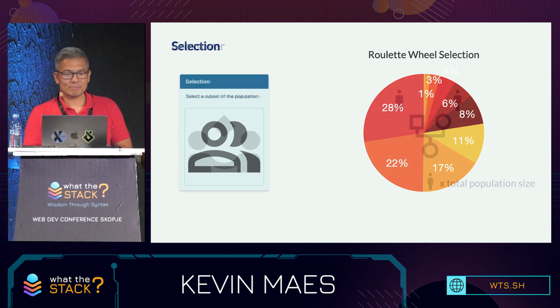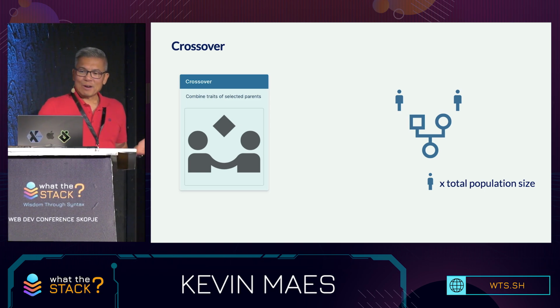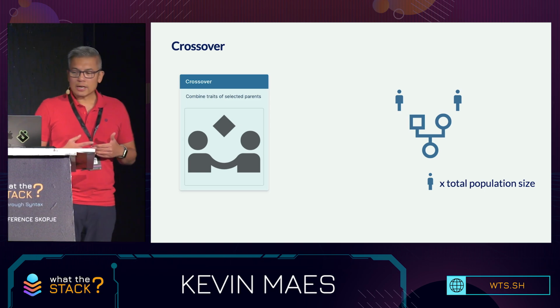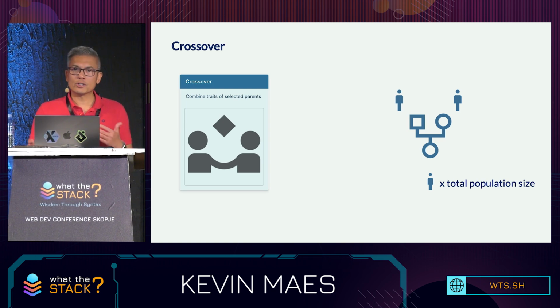Then there's crossover, which involves mating parents, and we need to maintain the same population size from generation to generation. So for each child, we're going to select some chromosomes from either of its two parents.